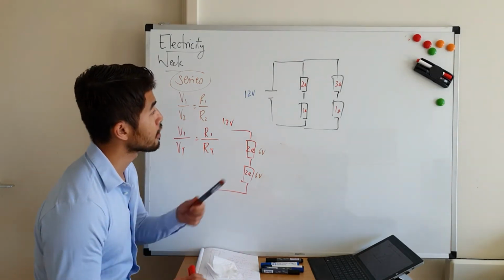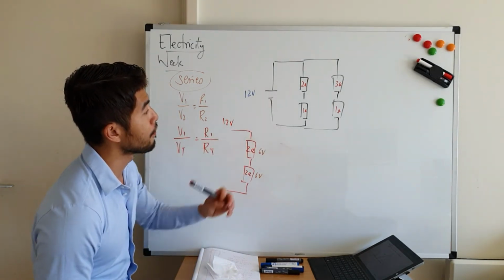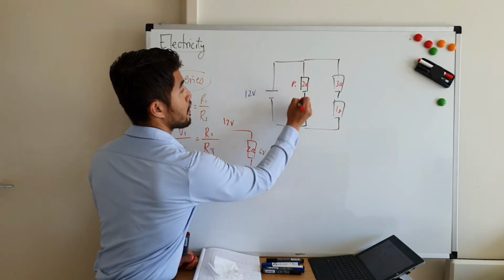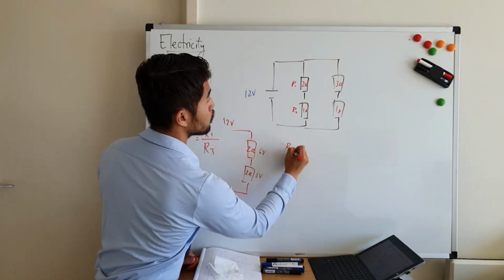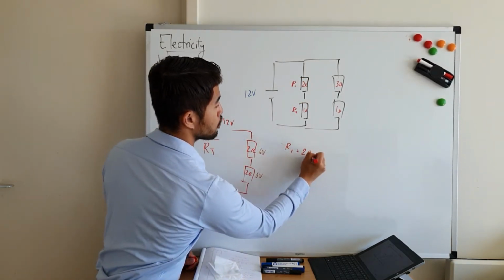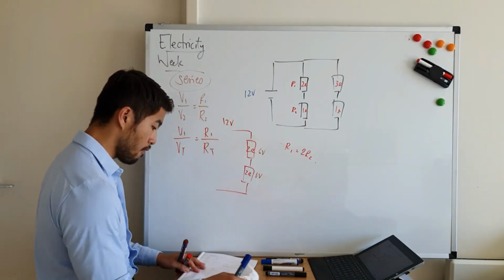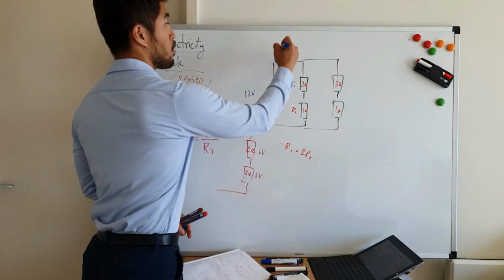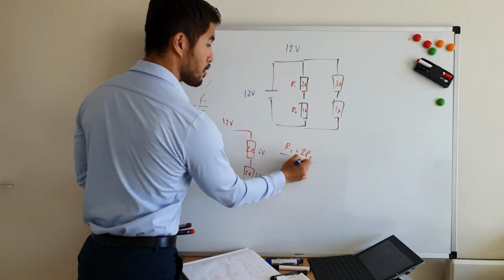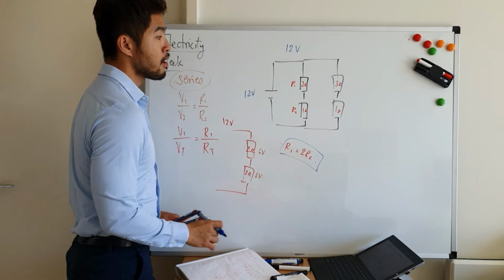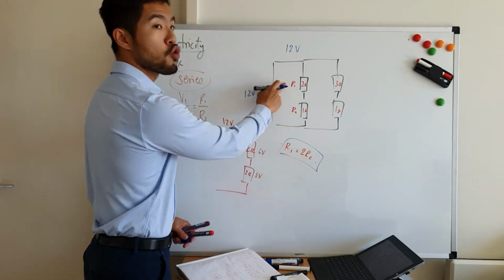Alright, let's look at this one. If this is 2 to 1, that means R1 will be equal to 2R2, and they share 12 volts. So for 12 volts, how many parts do we need? We need 3 parts. So 1 part is going to be here, 2 parts is going to be here.